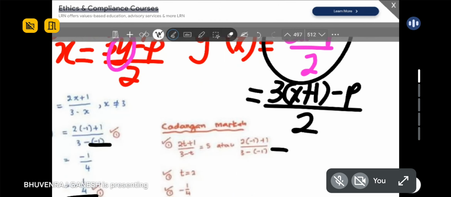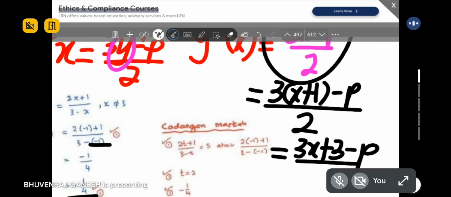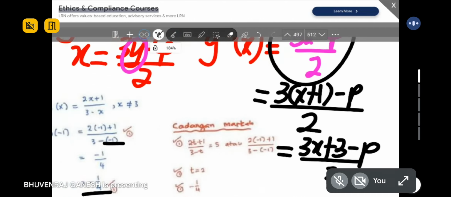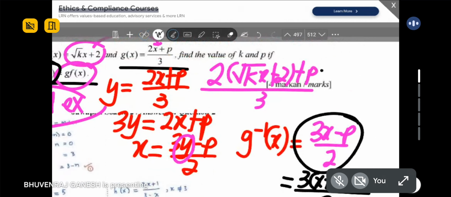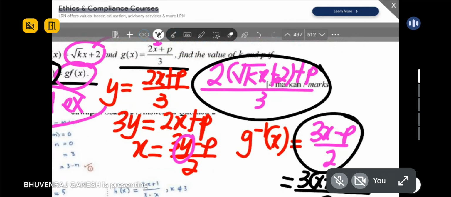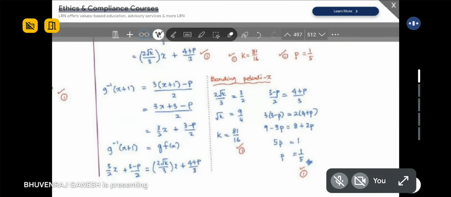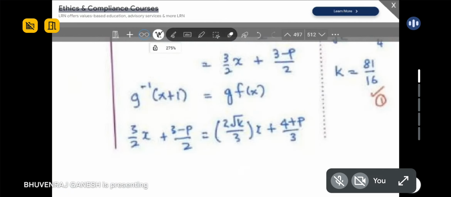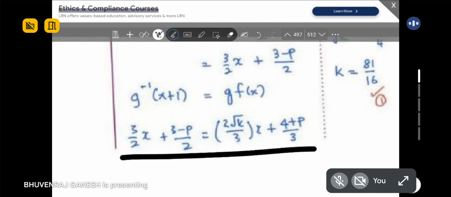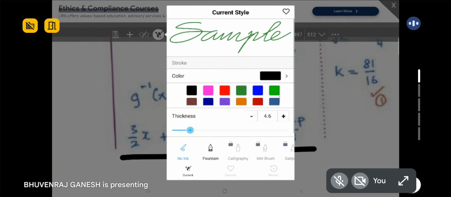Alright. So this one you will get 3x plus 3 minus p over 2. So now you get this equal to this answer. You will get something like this over here. You can see they make it the same. So what to do, guys? You need to find k and p, right?